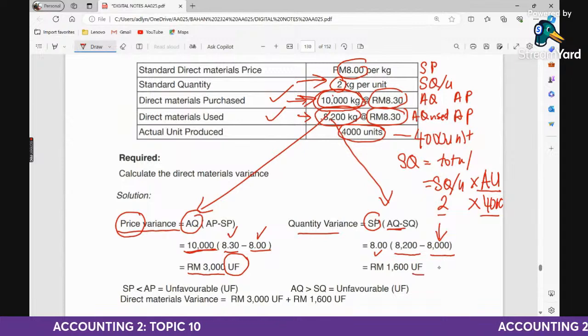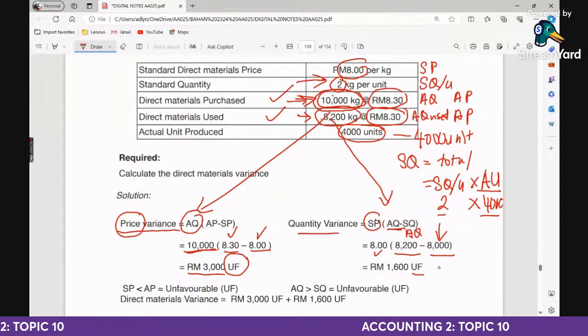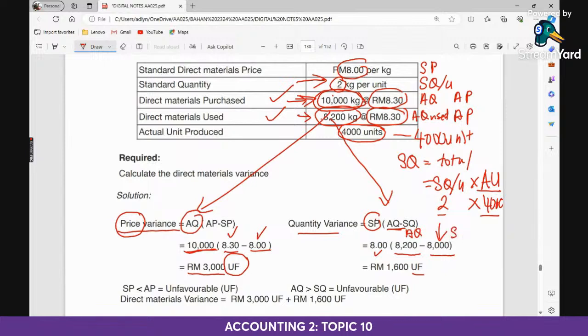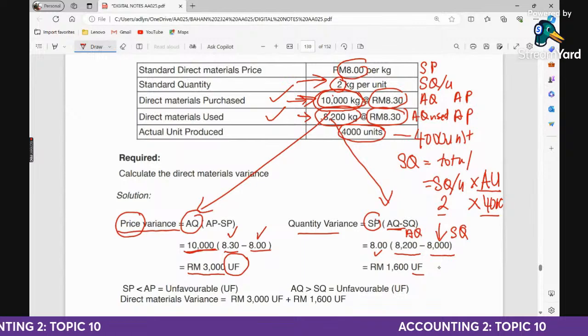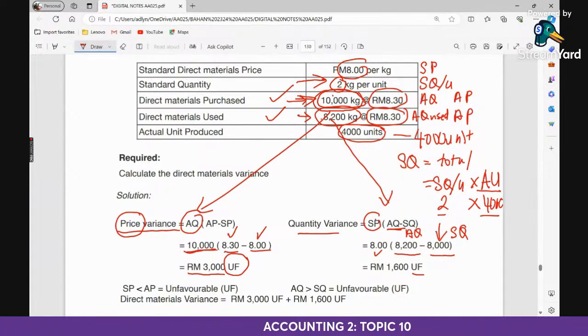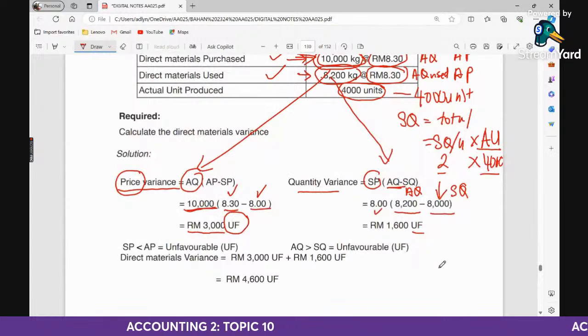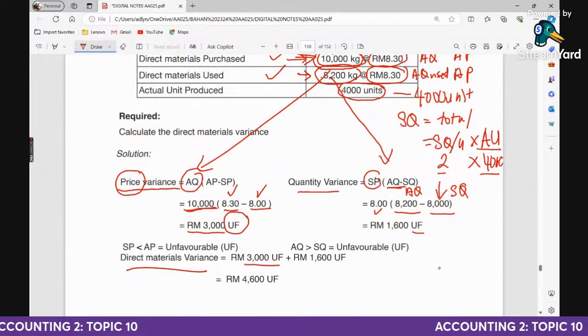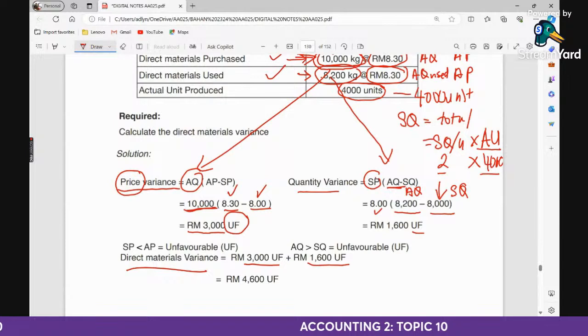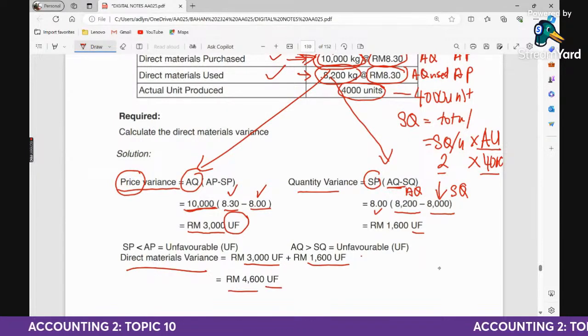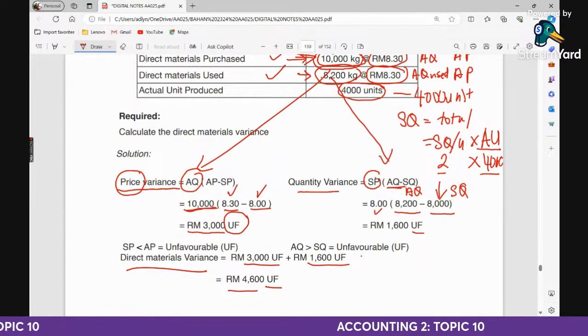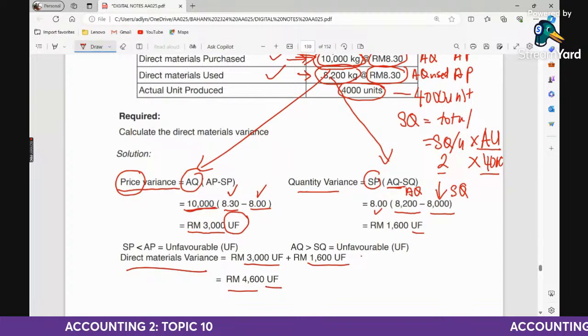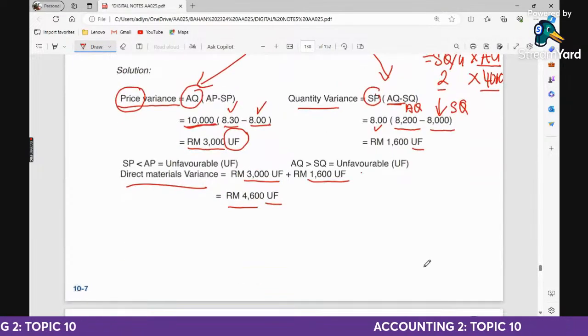Kenapa? Ini actual cost. Sorry, actual quantity. Yang ini standard quantity. You jangkakan 8,000 kg saja, tapi you guna betul-betul lebih 8,200. So ini unfavorable. So how much is actually your direct material variance? 3,000 unfavorable tambah another 1,600 also unfavorable. So dua-dua unfavorable, just tambah saja. Kita akan dapat 4,600 unfavorable. That means for both. Quantity pun unfavorable. The price is also unfavorable.